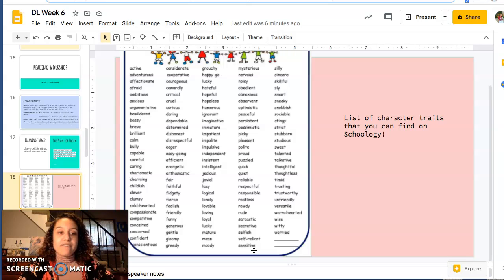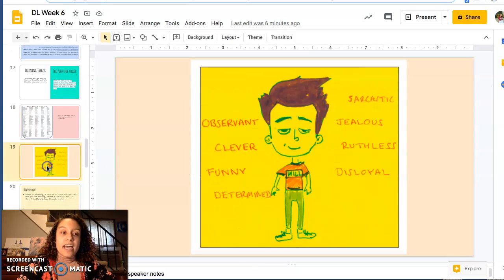Some are like active, adventurous, affectionate, afraid, ambitious, eager, easygoing, fierce, fidgety, loyal, loving, independent, impulsive, impolite, impatient, picky, witty, wise, worried, thoughtful. And so there's lots of different character traits, and we want to think about how we can describe people. And so my example right here is the example of Will.